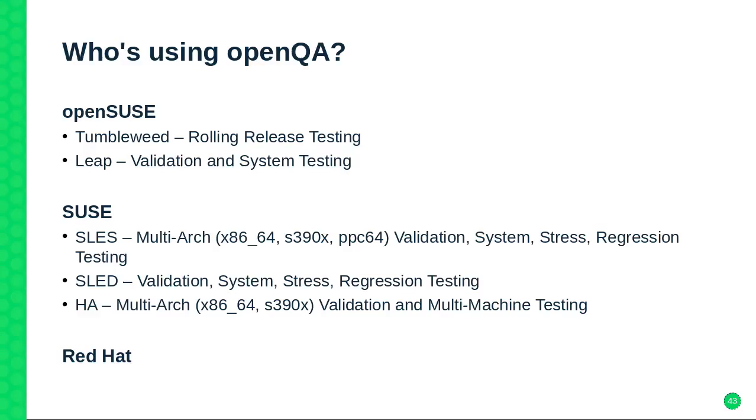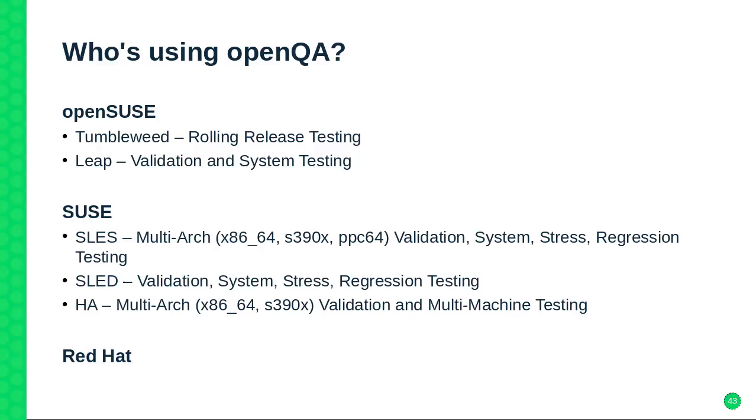In SUSE, we're using it for SLES, SLED, and HA at pretty much all stages of the development process now. So at validation, when we're just making sure that it's good enough to then start giving it out to customers and partners. We're using it for full-blown system testing, for stress testing, for regressions. And we're just now also adding maintenance testing as well. So the maintenance updates that customers are receiving are now being tested in openQA before they go out to customers.